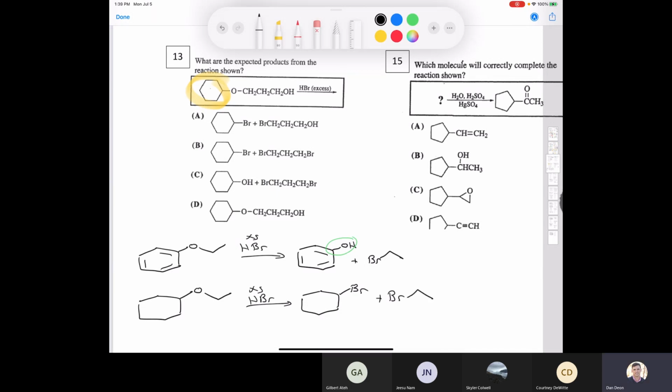And so the correct answer is going to be B, right? It's going to convert this carbon into an alkyl halide and this carbon into an alkyl halide. And so we have our alkyl halide here, here, and here. And so the answer would be B.